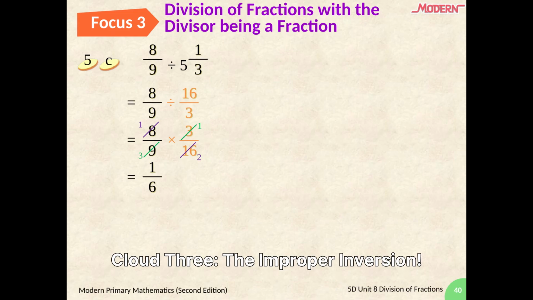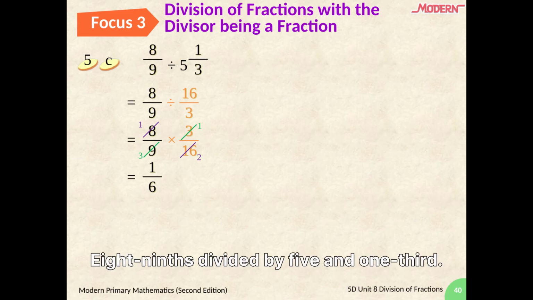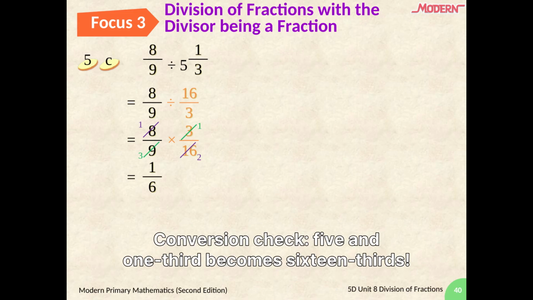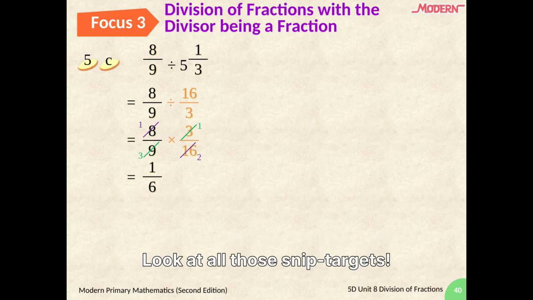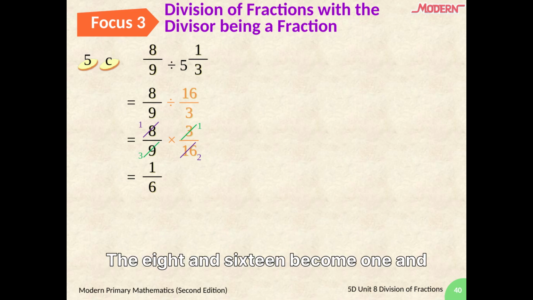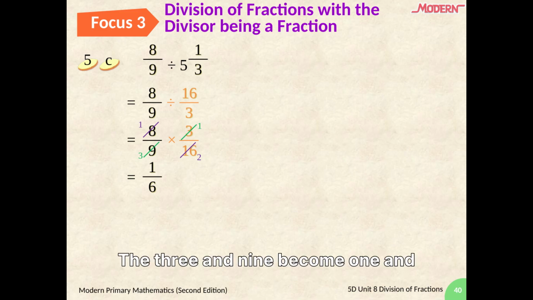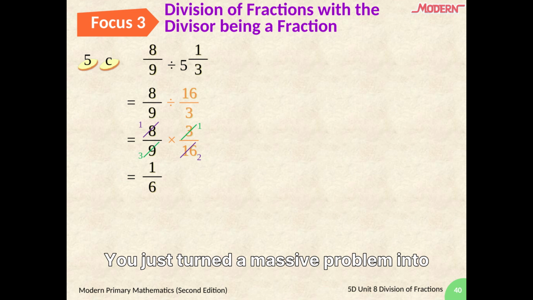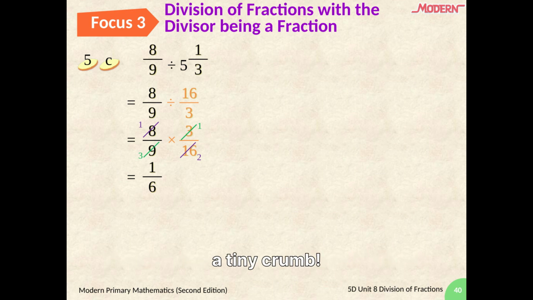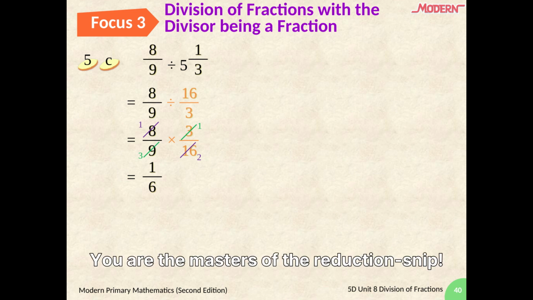Cloud 3, the improper inversion. 8/9 divided by 5 1/3. Conversion check, 5 1/3 becomes 16/3. Now swap and flip. 8/9 times 3/16. Look at all those snip targets. The 8 and 16 become 1 and 2. The 3 and 9 become 1 and 3. 1 times 1 is 1. 3 times 2 is 6. Result, 1/6. You just turned a massive problem into a tiny crumb. You are the masters of the reduction snip.